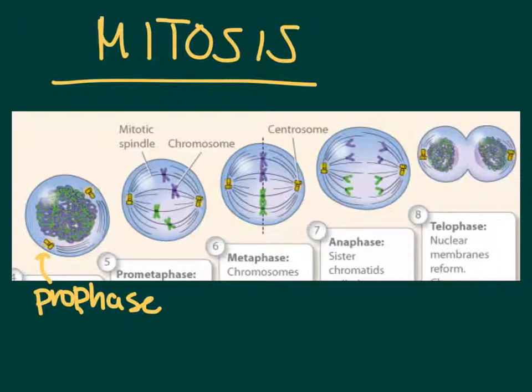Wait, the things that hold the chromosomes? Yes, they attach to chromosomes. So what's actually going to happen here is spindle fibers are going to come out of the centrioles and attach to the centromeres of each chromosome.